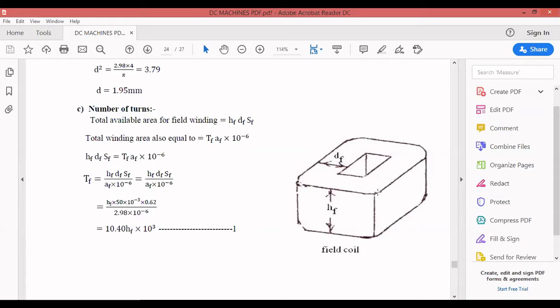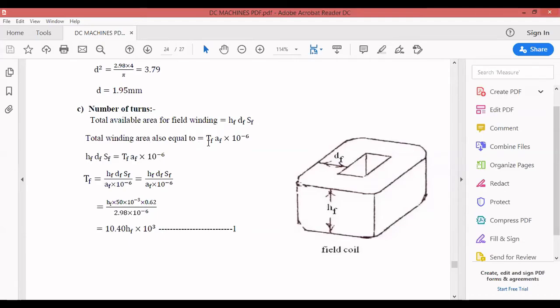The space factor SF is equal to 0.75 D by DI, where D is the diameter of the wire conductor and DI is the diameter of the insulated wire. That is your SF. HF DF into SF gives the total available area of the field winding. This is one formula. We also have an alternate formula to calculate the total winding area: the area of the field conductor into the number of turns. That gives you the total winding area.